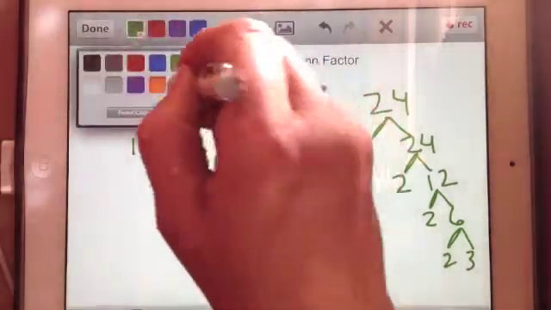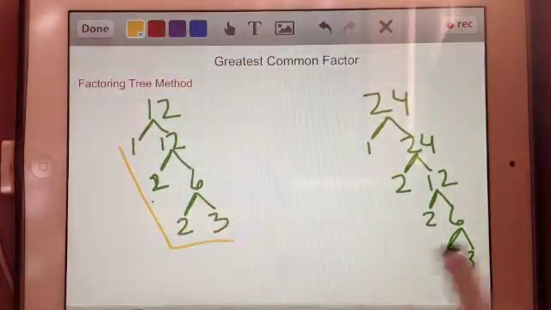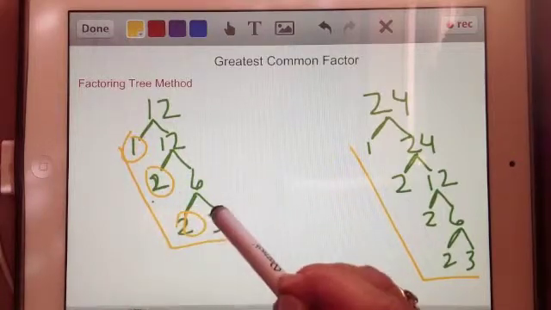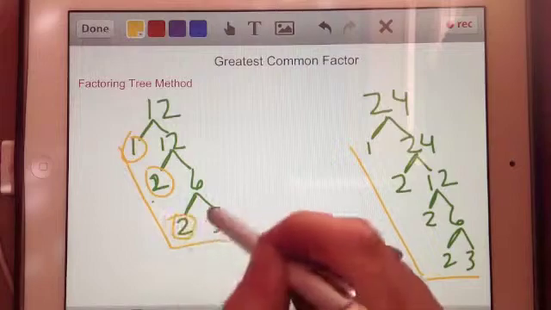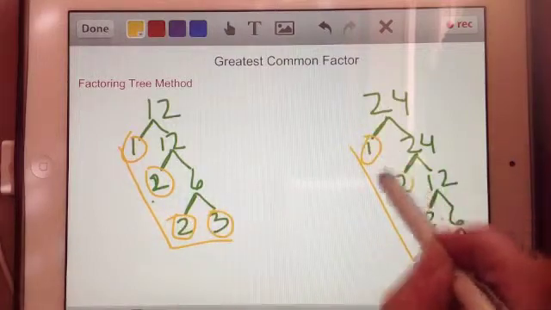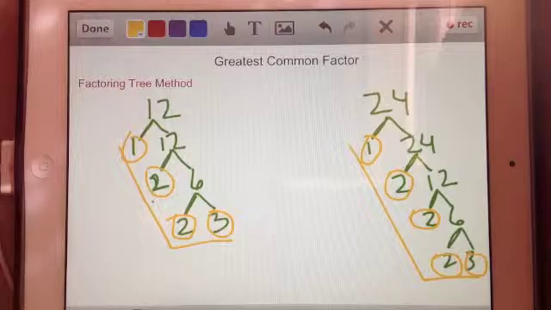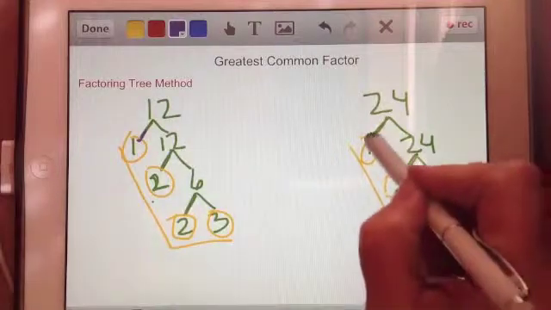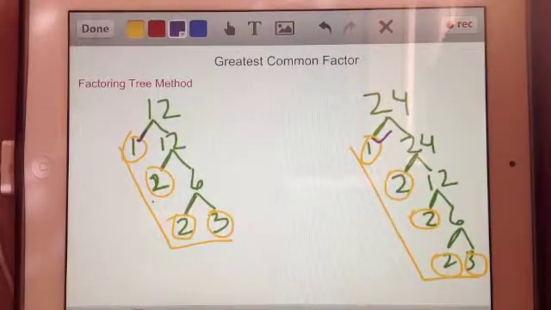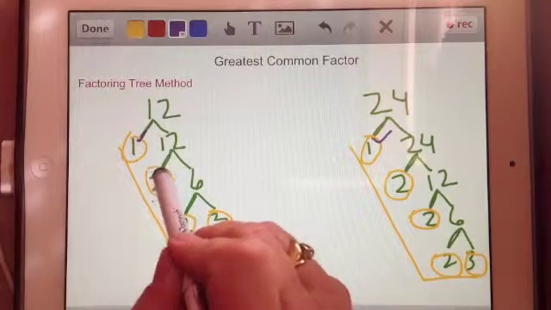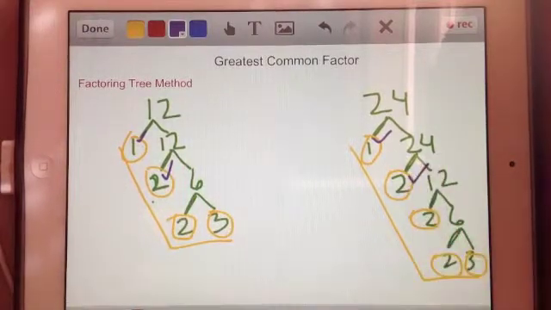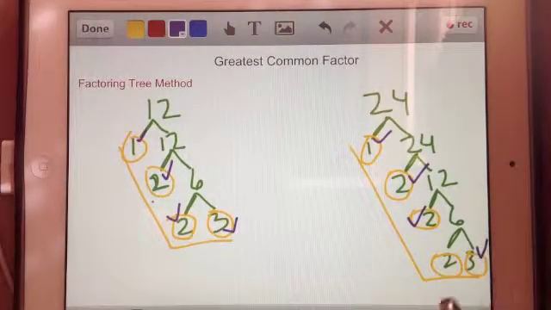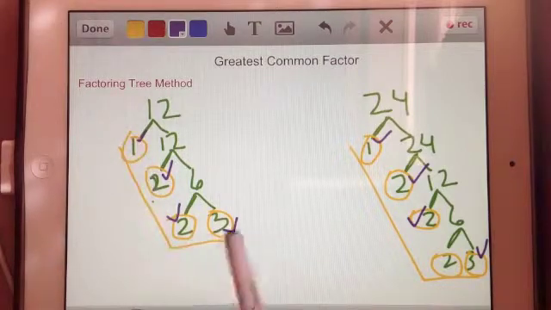And now I can look at my left side for all of my prime factors. So that's looking at 1, 2, 2, 3. Here I'm looking at 1, 2, 2, 2, and 3. And now what I need to do is check off all the ones that are in common. So 1 is in common with 1, which will always be the case with any two sets of numbers. 2 is in common with that 2. This 2 is in common with that 2. This 3 is in common with that 3. So the only number here that's not checked is 2, and all the numbers here are checked.